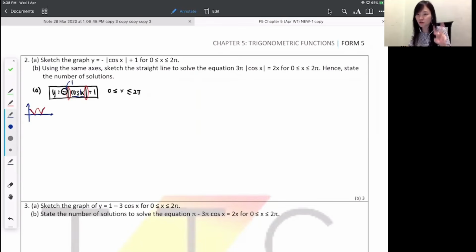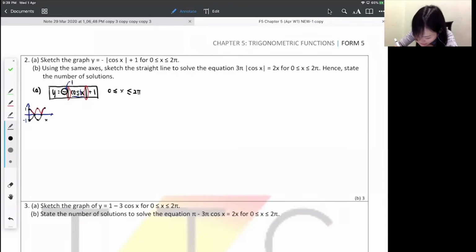If there's a 2, they will tell you 2. If there's a 3, they will tell you 3. If they never put any number, that means it's 1. So if it's 1, that means the height here is 1 to -1. Correct? And now they put a negative. Negative means everything is flipped. So 1 becomes -1. 1 becomes negative 1. 0 becomes 0 still.